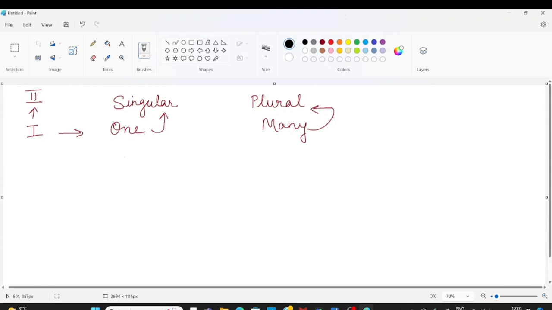We have already learned that if the singular word is car, the plural will be cars. We will add s. If the word is toy, we will add s to it. It will become toys, many toys. If it is coin, we will add s, coins. Similarly, I'll provide a list of other words where we can change one into many, or singular into plural, by just adding s to the words.